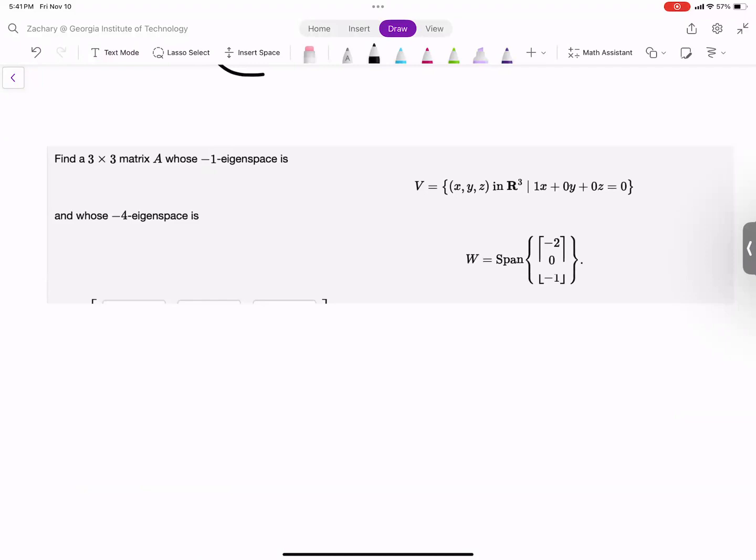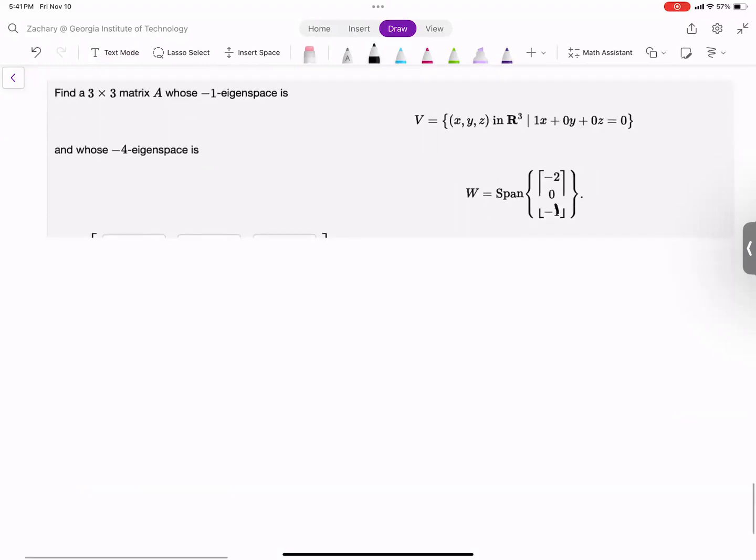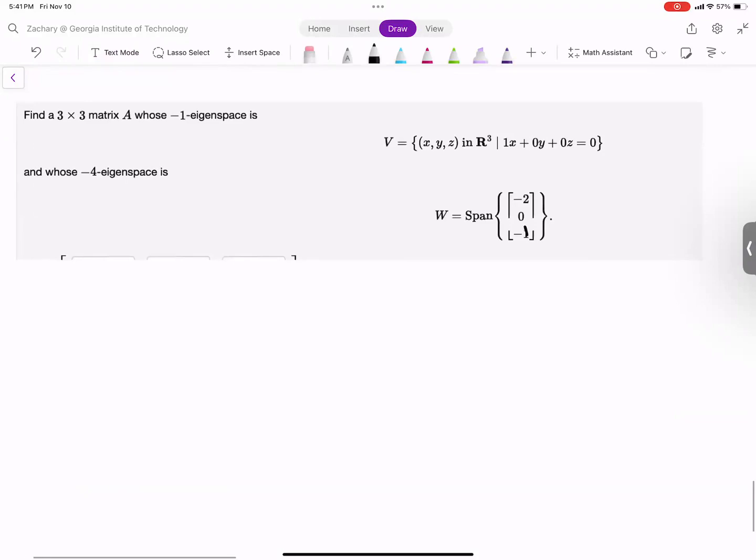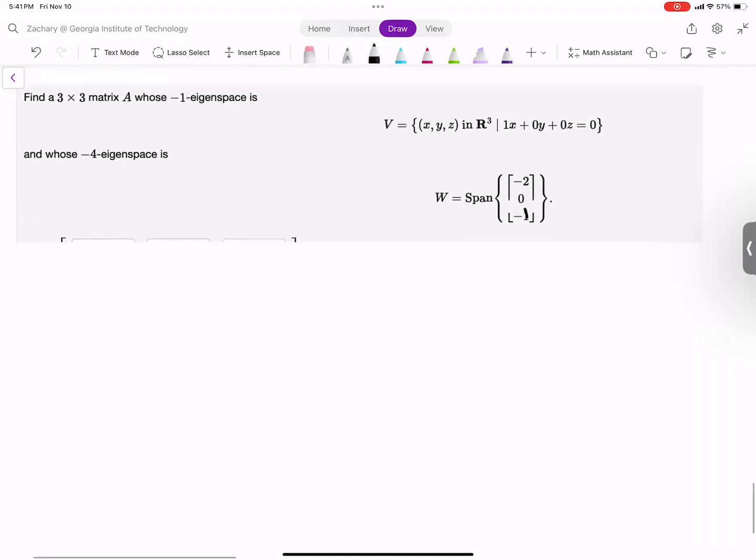Okay. Is that the right question? Cool. So this one says find a 3x3 matrix A whose -1 eigenspace is this and whose -4 eigenspace is this. It got cut off for some reason because web work sucks. Anyway, we're looking for an A.